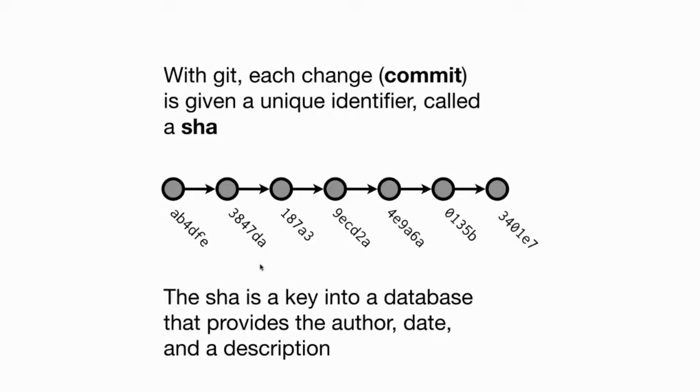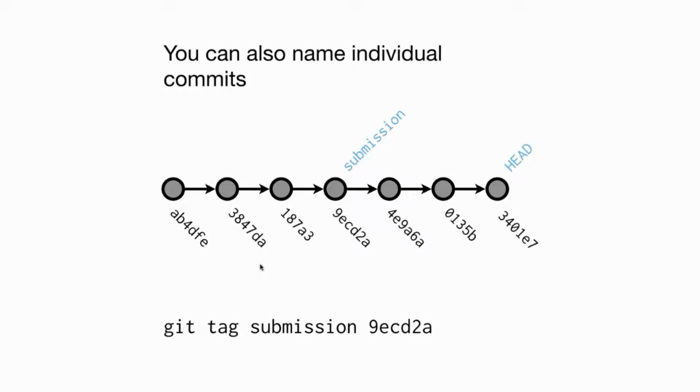So that's the unique identifier that represents a commit, a named state of changes within your project. And then that SHA is a key into a database that provides more information, like who made the change, when it was made, and a brief description that you write that describes the change. Now, those SHAs aren't very descriptive, so you can also name a particularly important commit. You can use this git tag command, for example, to say this one represents a submission.